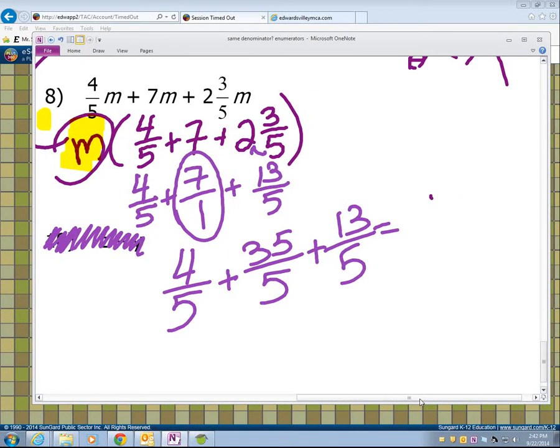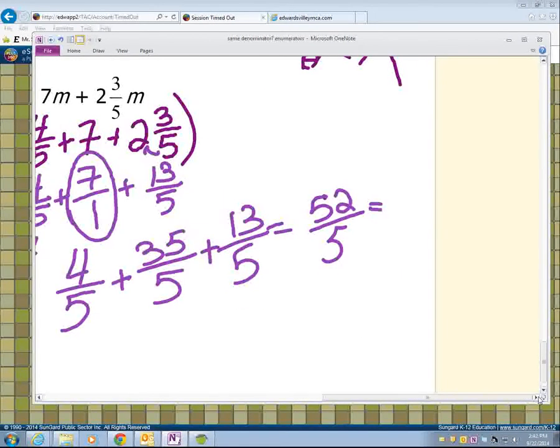That becomes 39, 49, 52 fifths. Oh, that's a weird looking 5. Corey, you getting this, buddy? I just lost you. You getting this? Hope so. Then that comes out to be 10 and 2/5 to simplify really fast. And so we have a final answer.